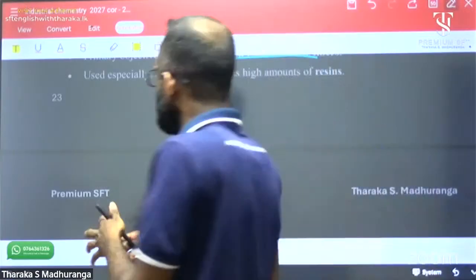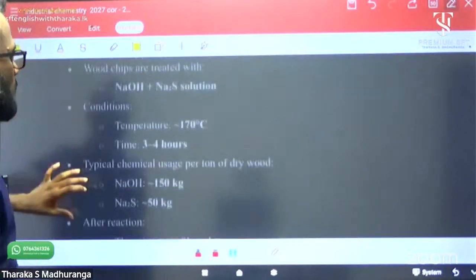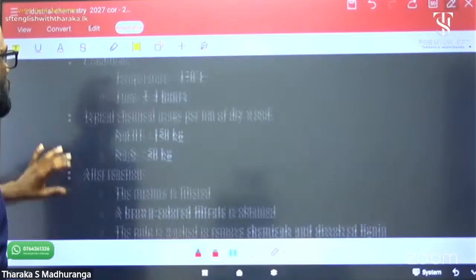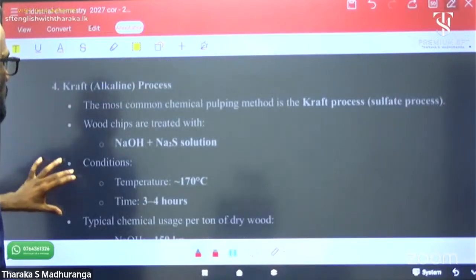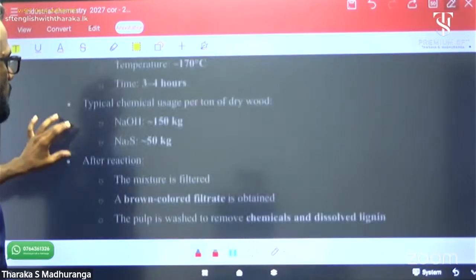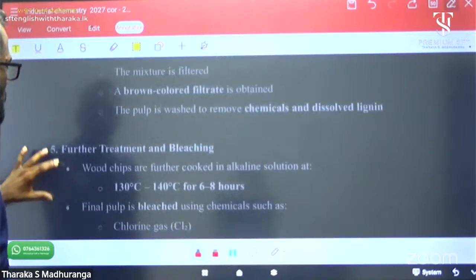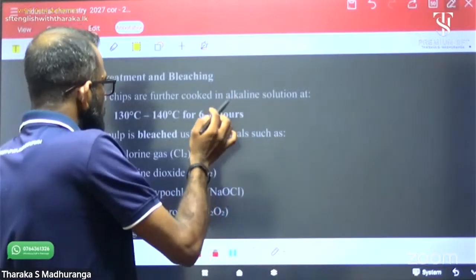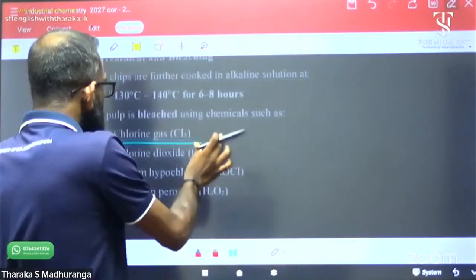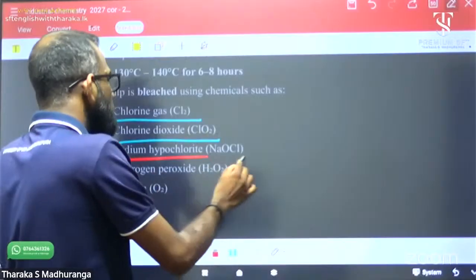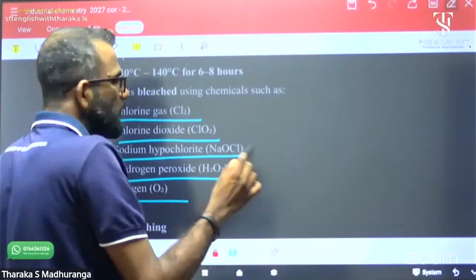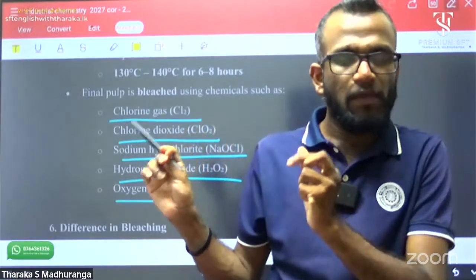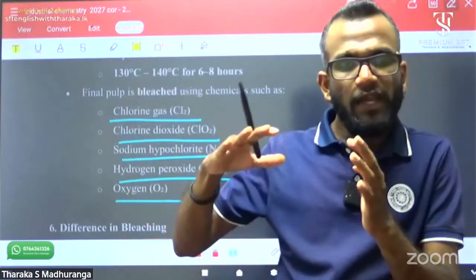Then the next step is the bleaching. All the chemical conditions I have given here, they are the chemicals. Okay, this is bleaching. For the bleaching process, we can use chlorine gas, chlorine dioxide, or sodium hypochlorite. One of these methods we can use. Mainly we use the chlorinated method.